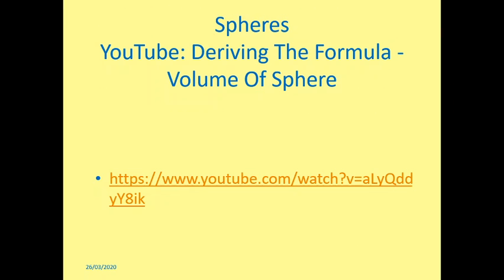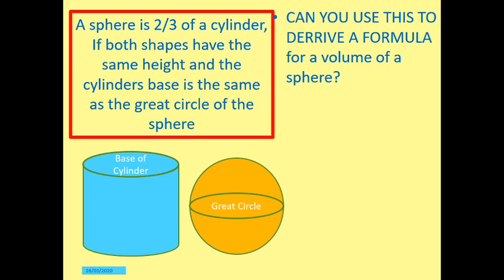Now, if you want to look at the video, which nicely explains it, I'll put a link in the description. If you have seen that, all it tells you is that the sphere is 2/3 of the size of the cylinder. So can you use this to derive a formula? I want something to do with radius. Try and think about what the height of the cylinder is, and how I can represent an expression for the base of the cylinder. Give you a second to try and do that. You might want to pause the video.